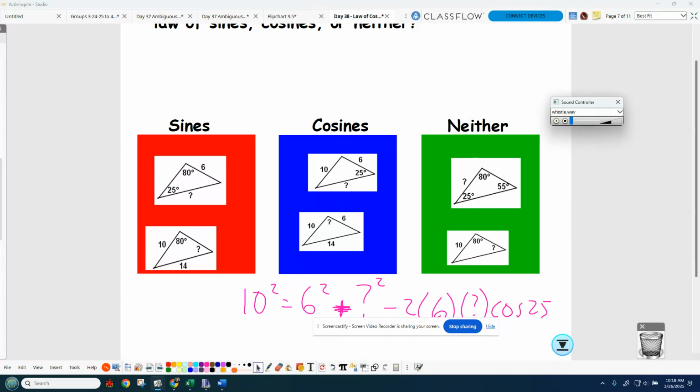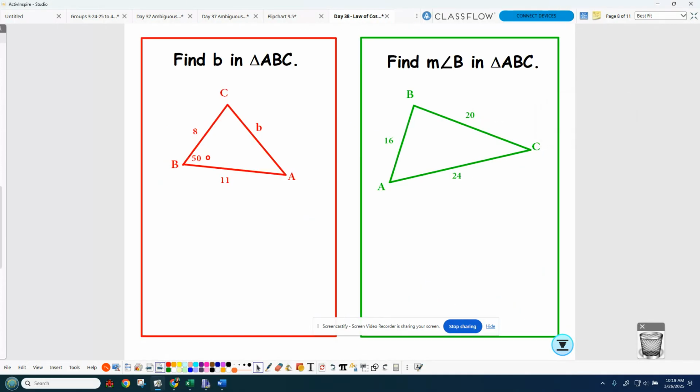Okay, yeah. So, alright, find those. Actually, we already found, oh, I moved it. Yeah. Find these.